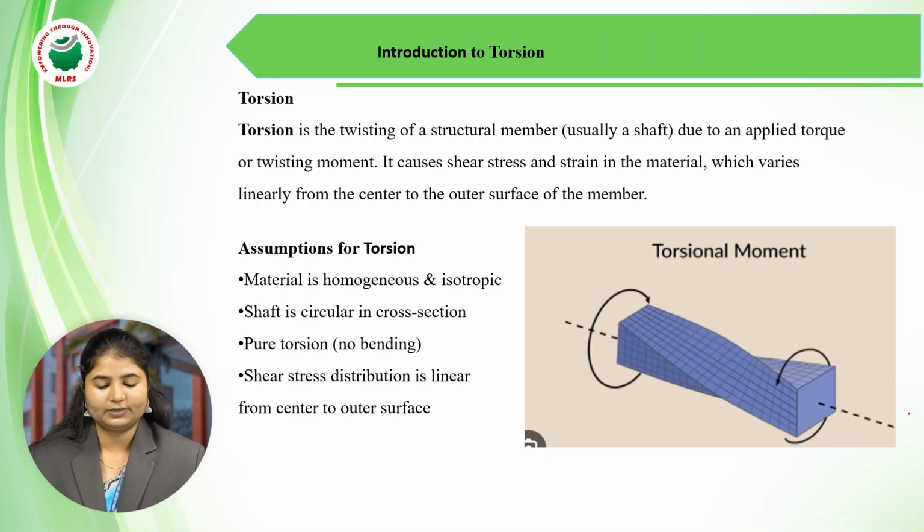These are the assumptions for torsion. The material is homogeneous and isotropic. That means if the material is twisted, it will have the same physical properties throughout. Next, the shaft is circular in cross section. Next, it is pure torsion, that means no bending moments are applicable, only twisting moments will be there. And next, shear stress distribution is linear from center to outer surface.